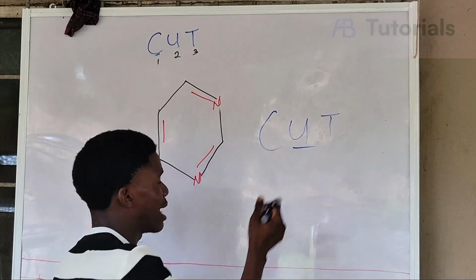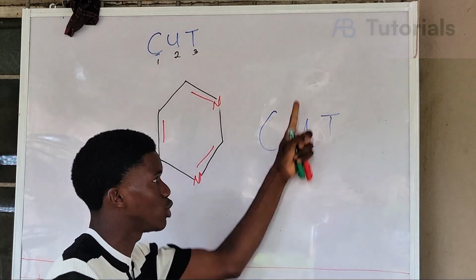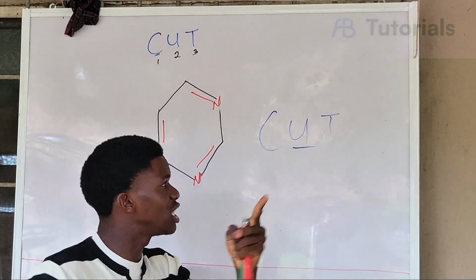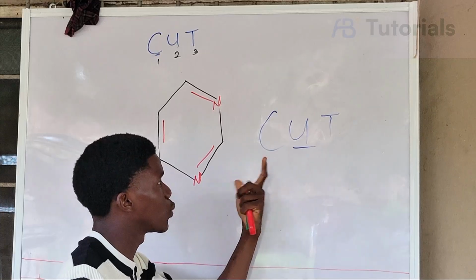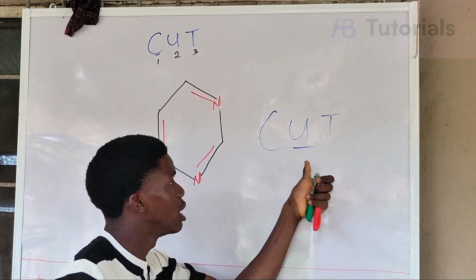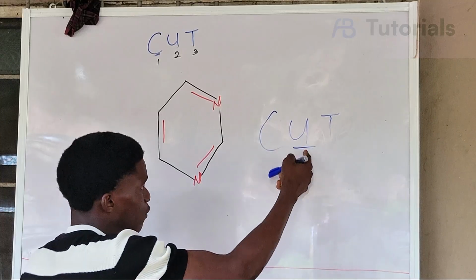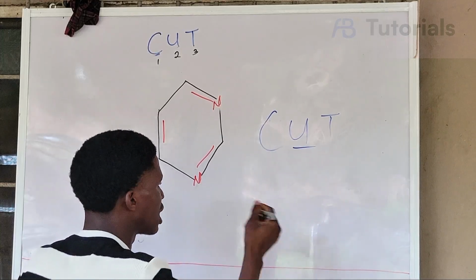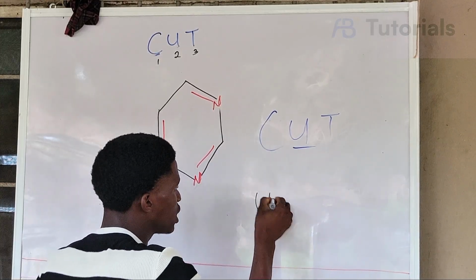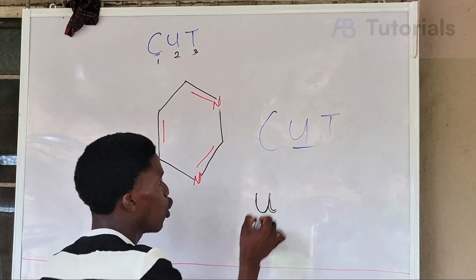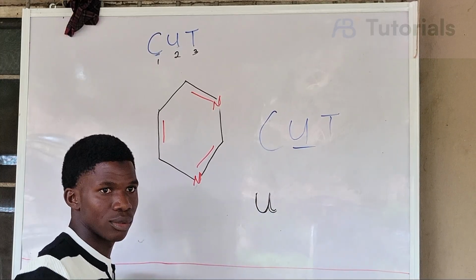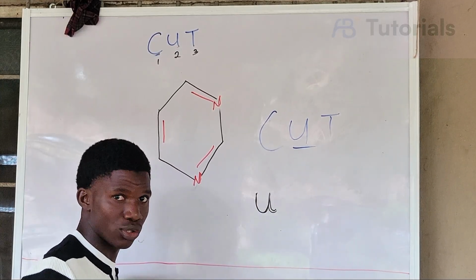Because when you look at these, there are 3, and the one in the middle is the U. Also, you notice that we have 2 consonants and a single vowel. The U is the vowel, the only vowel there. So you have to use your U as the basic one, from which you can draw the others.